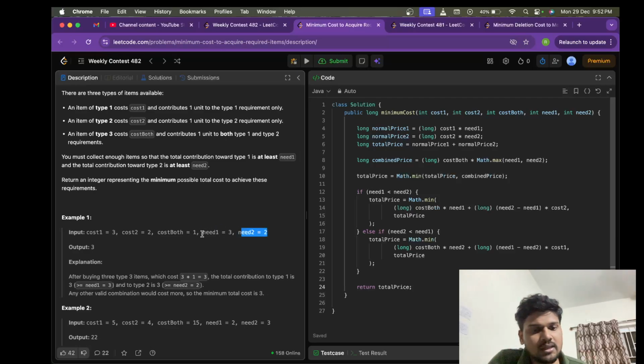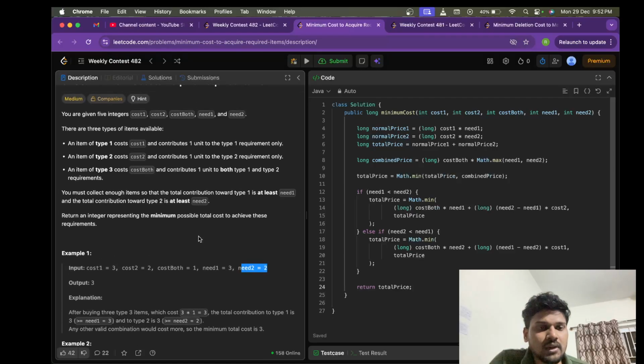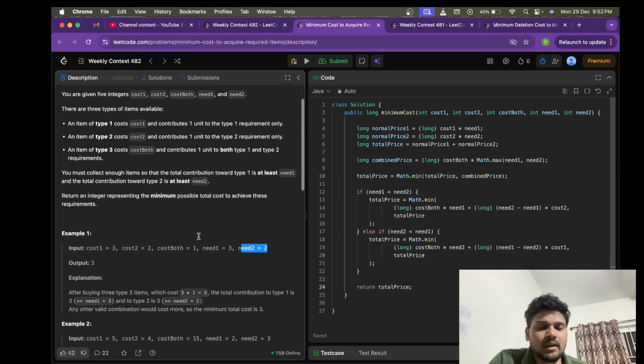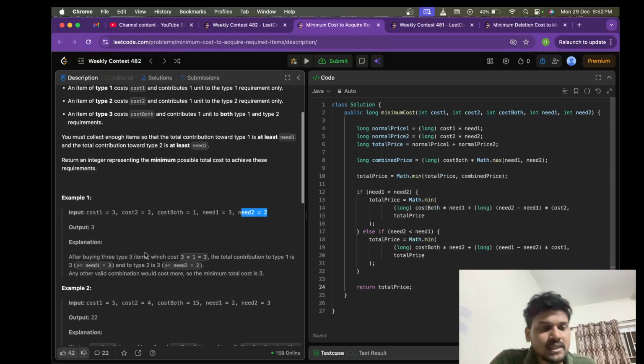I hope you understand the problem statement, and if you are not able to understand, please go through the problem statement again, and you will be able to understand it. So now let us go through the examples.